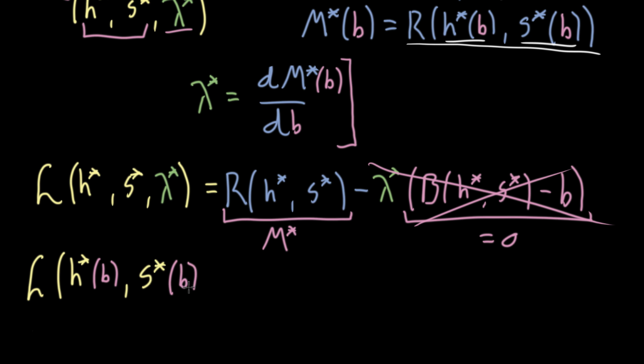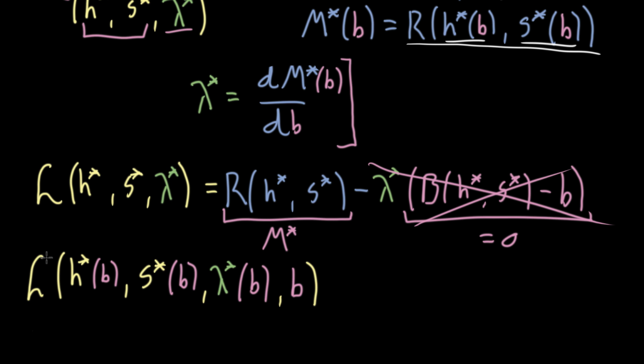As soon as we start considering b a variable and not a constant, we have to acknowledge that this critical point, H star, S star, and lambda star, depends on the value of b. So likewise, that lambda star is also going to be a function of b. And then we can consider it as a fourth variable, right? So we're adding on yet another variable to this function, the value of b itself.